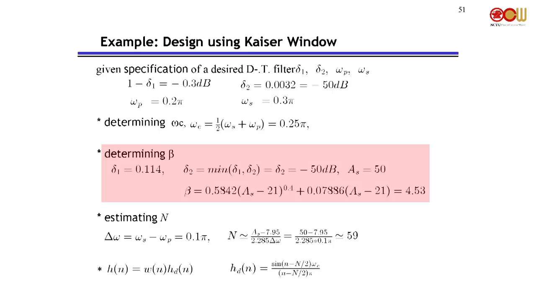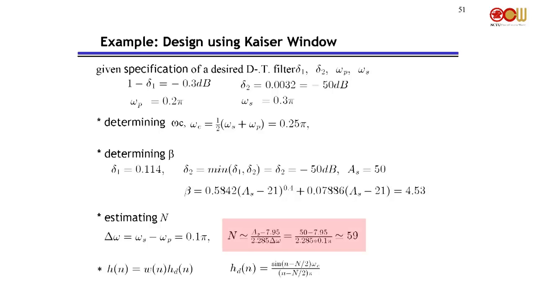Delta 2 is the minimum of delta 1 and delta 2, so we get delta 2 equal to minus 50 dB. And then we can use the formula to determine the value of beta. After we have beta, we can use it to compute the window. Then, using the transition band, we can estimate the order that's needed to have such a filter that satisfies the specification. Okay? And the order estimation gives us a 59.